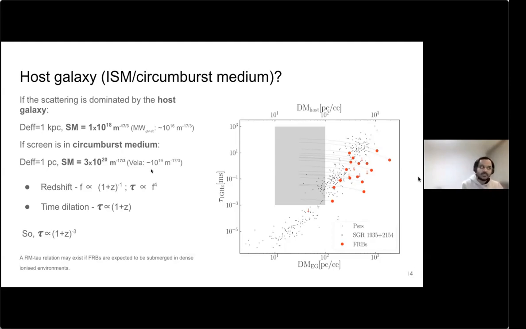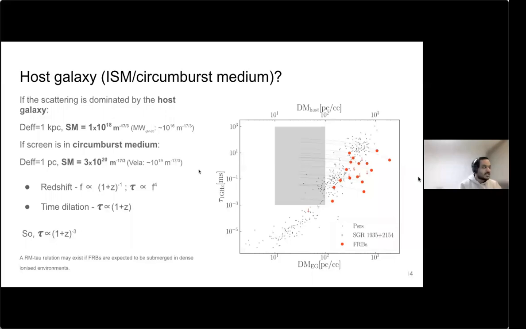For example, the Vela pulsar and a few extragalactic sources as well, identified by the NE2001 model, where the scattering measure values to these environments are large enough that they are comparable in order of magnitude to the scattering measures that we require for the scattering time scales that we see.